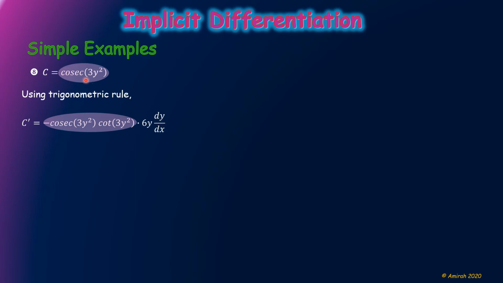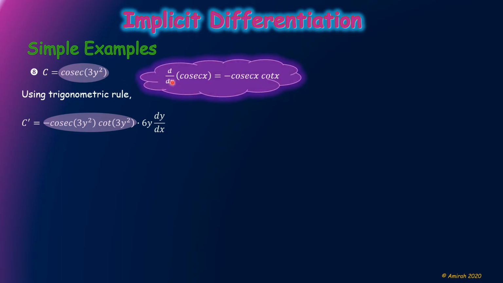When we differentiate cosec 3y squared, we can refer to the derivative of cosec single x, which equals negative cosec single x cot single x. So now our single x is 3y squared. So when we differentiate cosec 3y squared, we have negative cosec, we replace x by 3y squared, and then cot, and then we replace x by 3y squared.